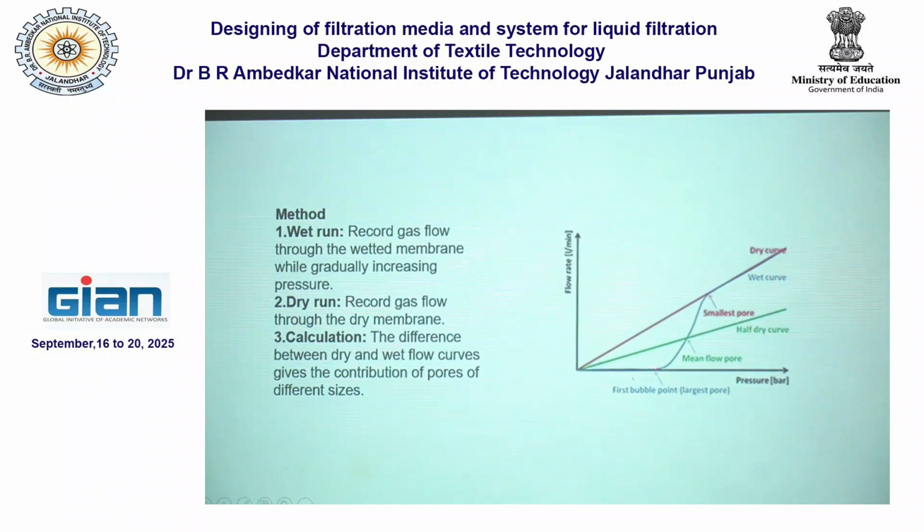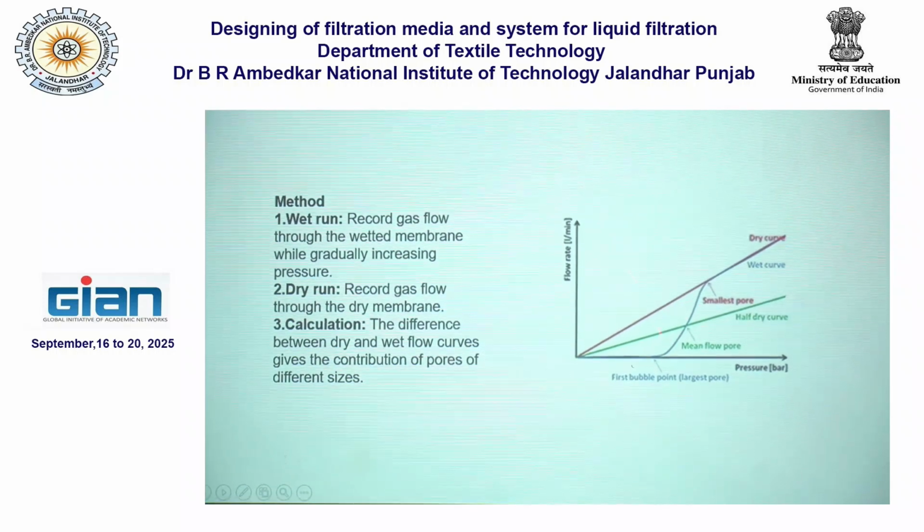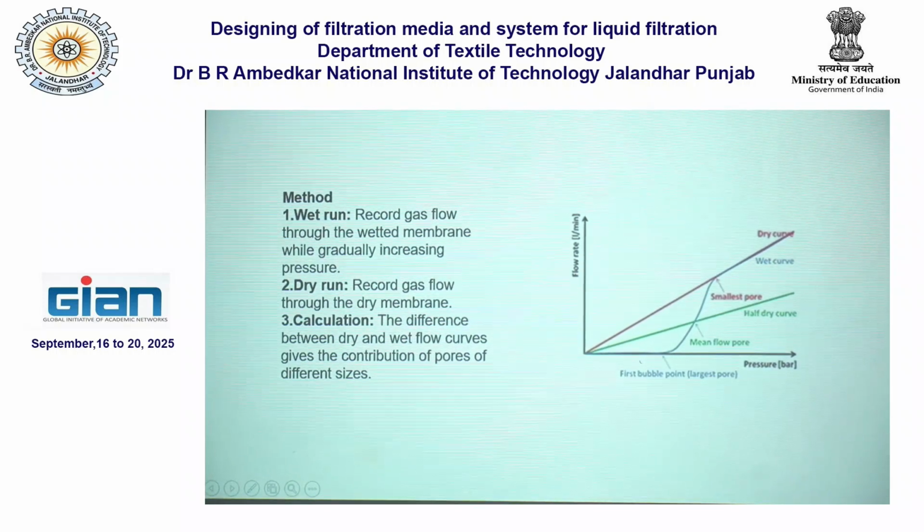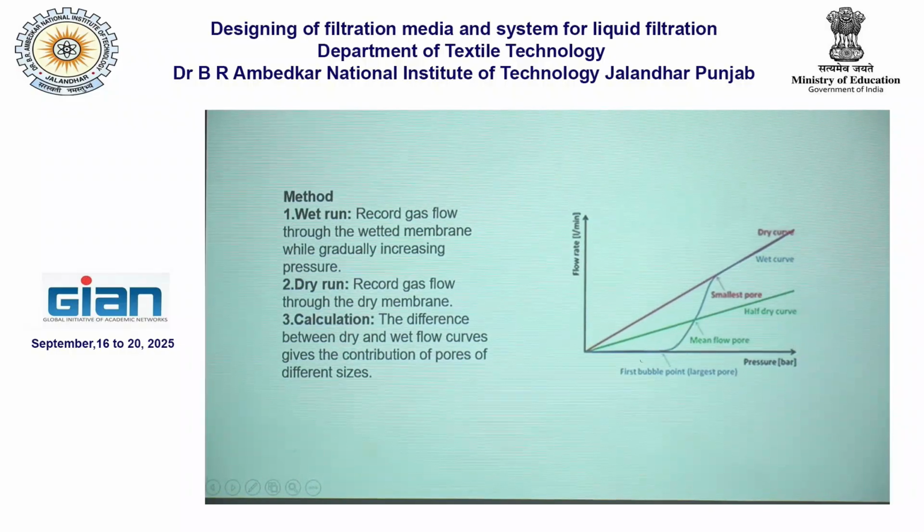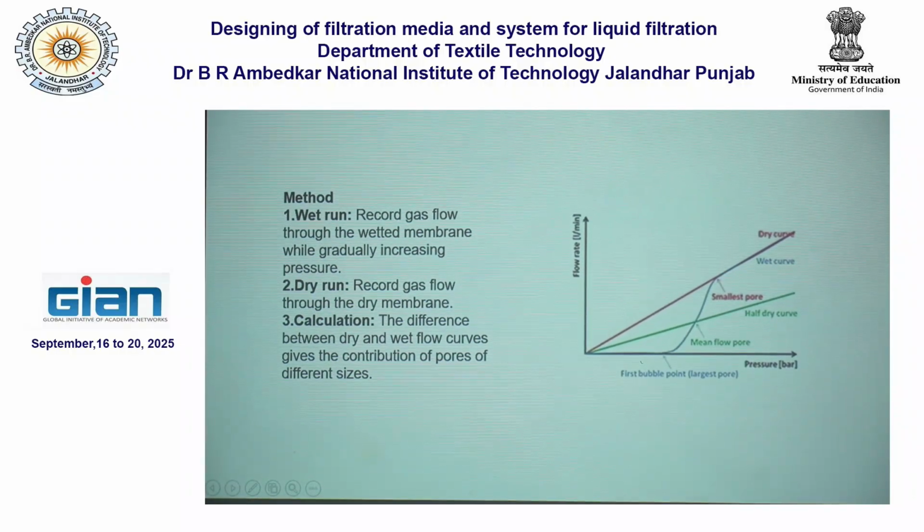So, in fact, the angle like this is the pore size distribution. That is the pore size. Whether this one is going this way or going that way. If it is going this way, then the pore distribution is really narrow. But the important one is the half dry curve right here, this point. Mean flow pore diameter is quite important.